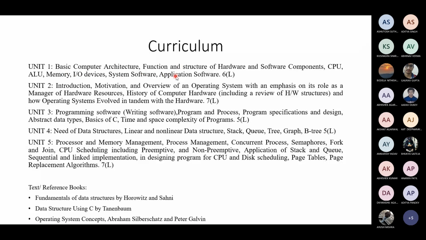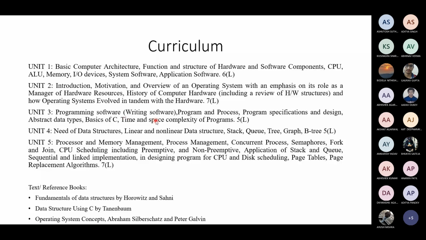What is system software, application software? All these things we'll try to discuss in a few details, what they actually are. Further, we'll discuss what our operating system is, what its role is, how it manages, what its main purpose is, and how it is related to hardware. All these things we'll also discuss in the subsequent classes. We'll also see what a programming software is, what a process is, and how to calculate time and space complexity of programs.